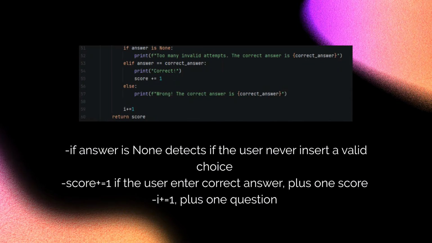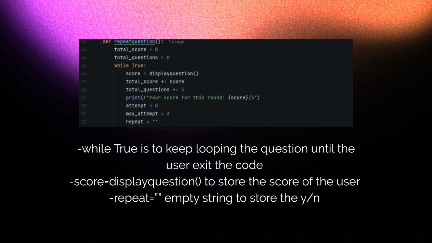So i plus equal to 1, which means plus 1 question. Next one is the function for repeat question. The while true in the question is to keep looping the question until the user exits the code. So the system will always loop the question until the user wants to exit the code.